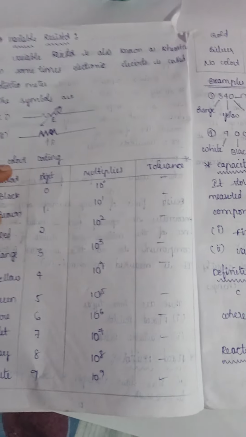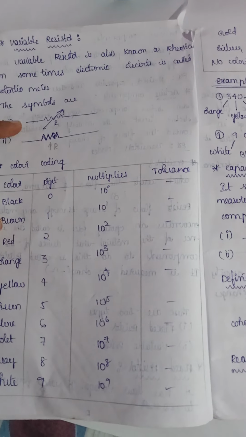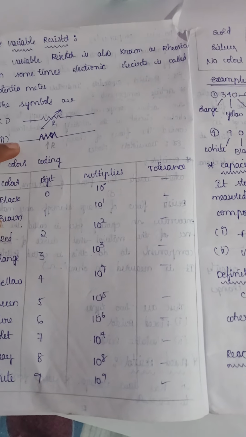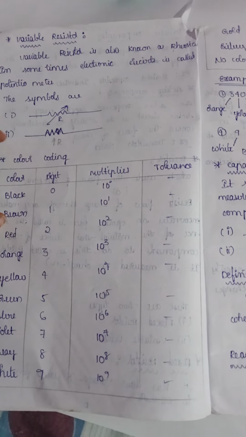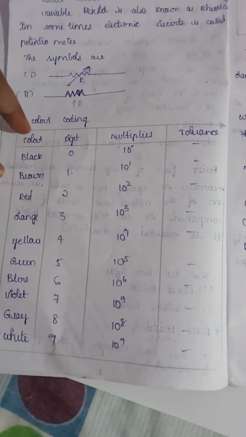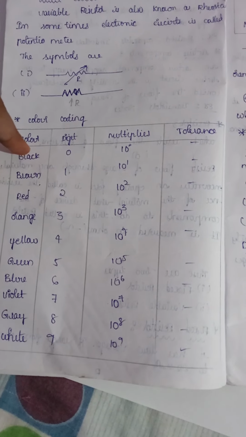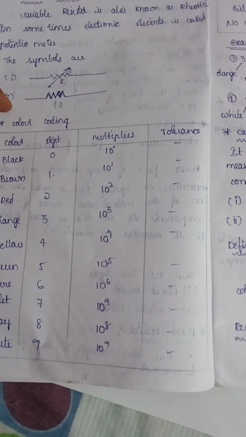This is the symbol of the resistors. This is the variable resistor symbol. This is the fixed resistor. Next, color coding of the resistor. The color coding must be observed in color, digit, multiplier and tolerance.